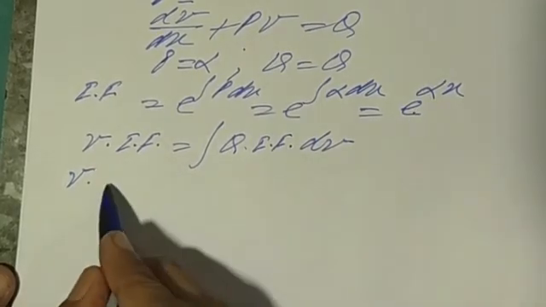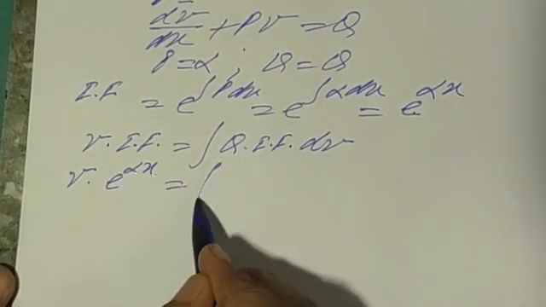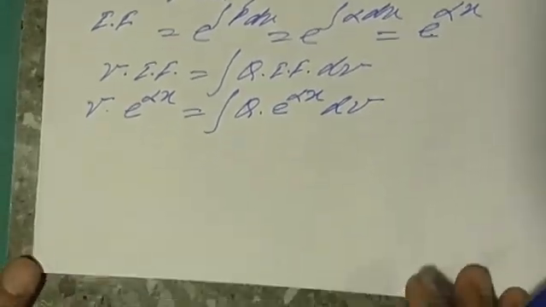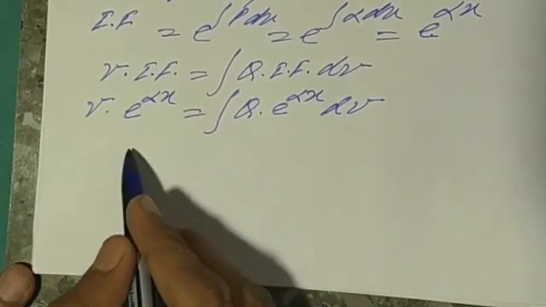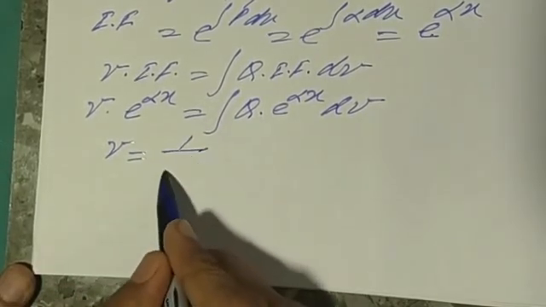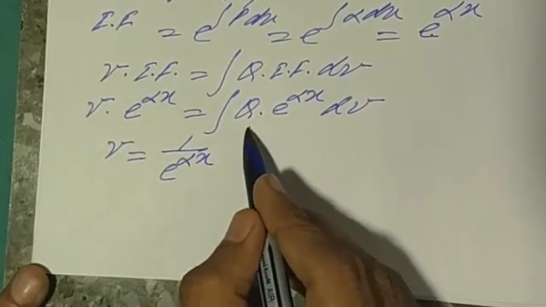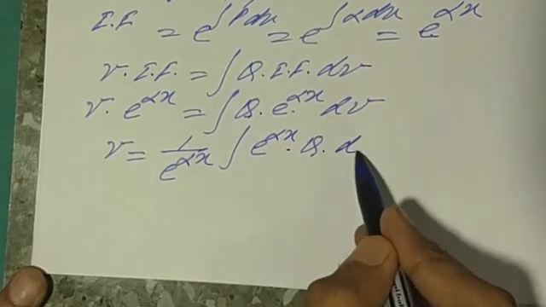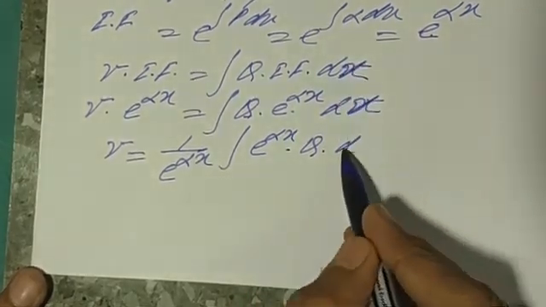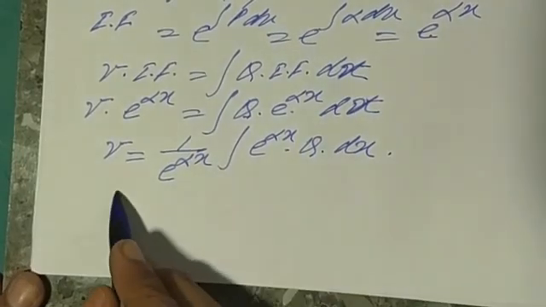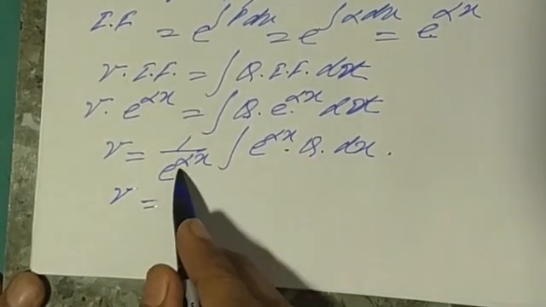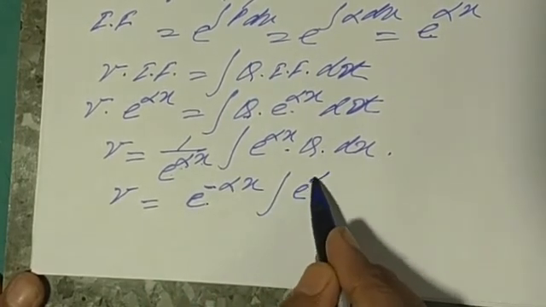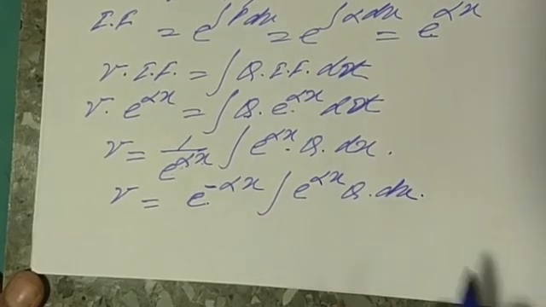So here V into integrating factor e raised to the power alpha x is equal to integral Q into e raised to the power alpha x dx. Sorry, here it should be dx, not dV. So this should be transposed to right hand side. We get V is equal to 1 upon e raised to the power alpha x integral e raised to the power alpha x into Q dx. So V is equal to e raised to the power minus alpha x integral e raised to the power alpha x into Q dx.